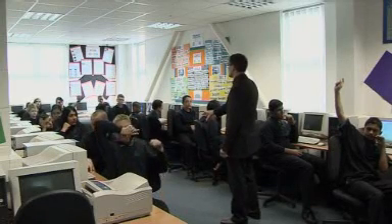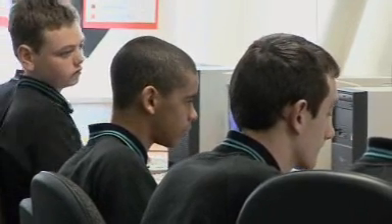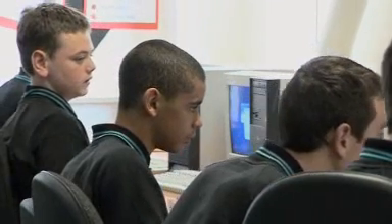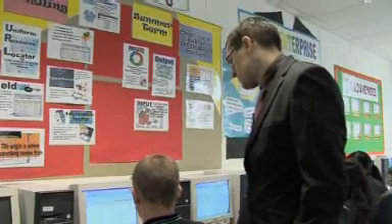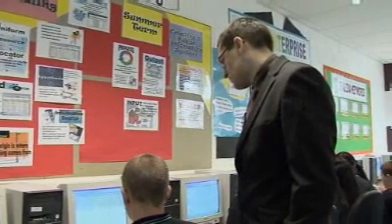With a mixed ability class, having a range of extension tasks immediately to hand is vital. The extension task looked very similar to the first one, but it had slightly less help available. So the students would have to apply their knowledge without me giving them answers and without me giving them tips that they've learnt in the first task to the extension task.